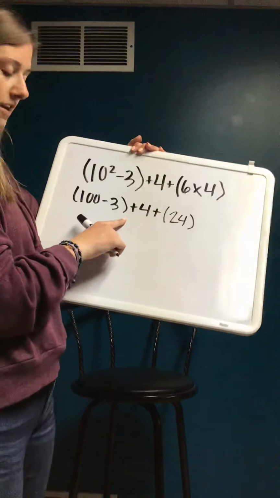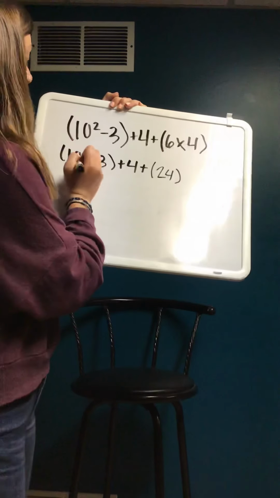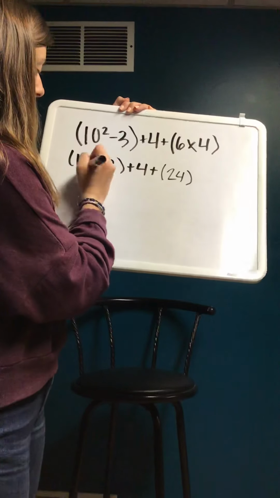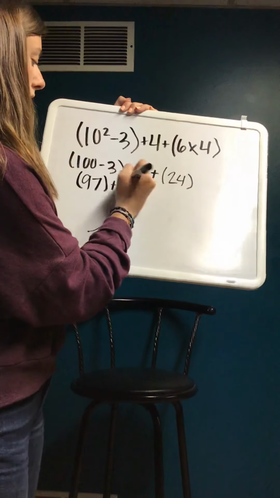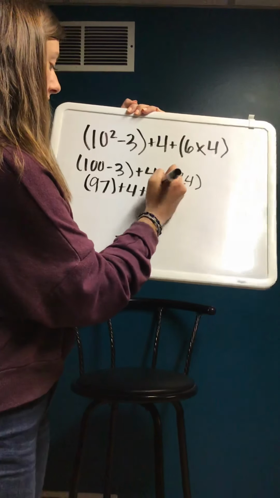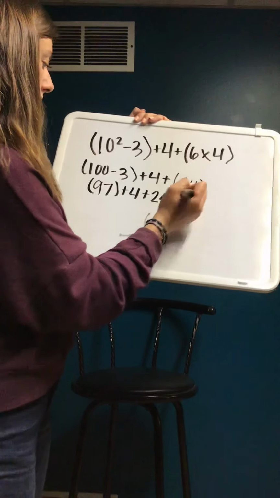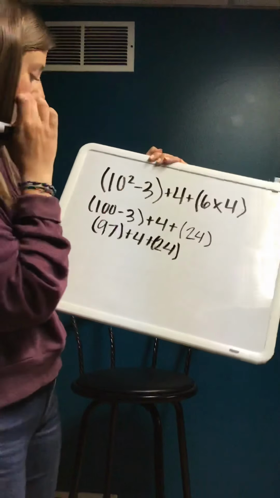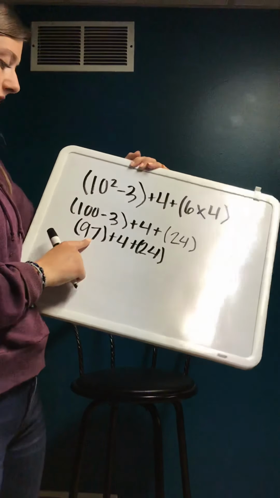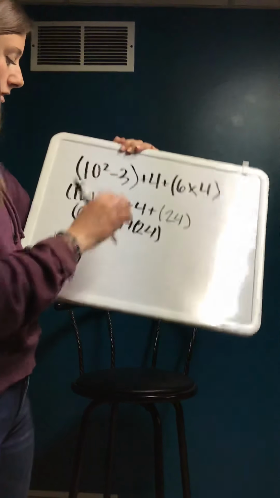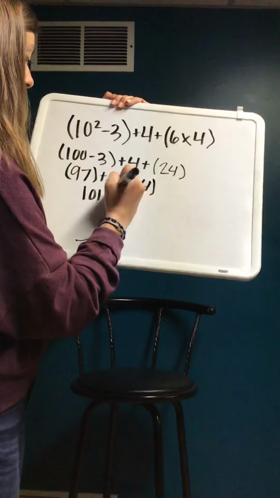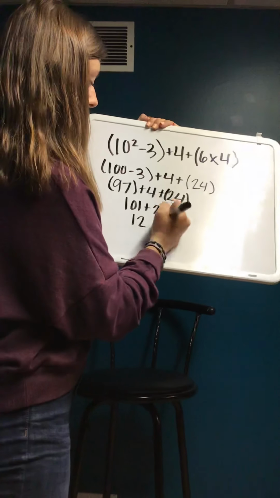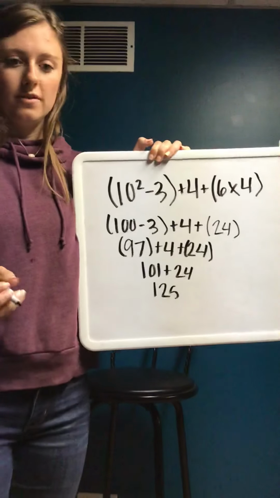Okay, now there's still something in the parentheses that we need to solve. So 100 minus 3, which is 97. And we'll go plus 4 plus 24. Okay, and like I said, you can use the parentheses or not. And so we have 97 plus 4, which is 101. And then plus 24, which is 125.